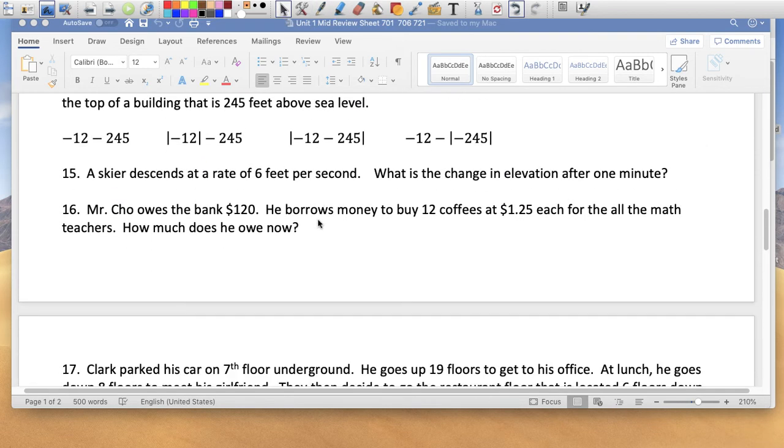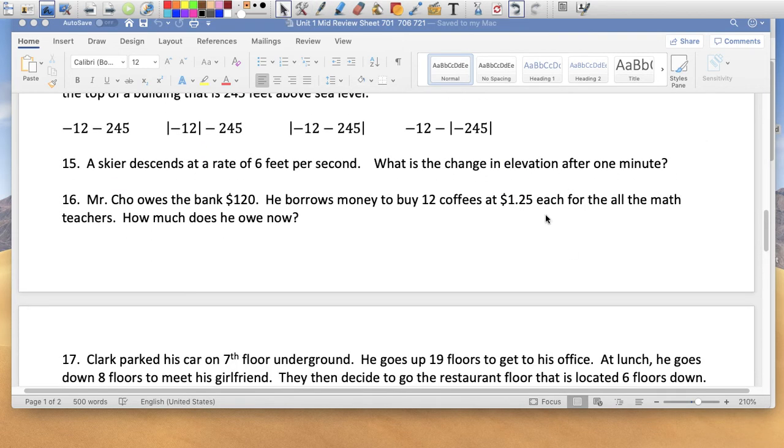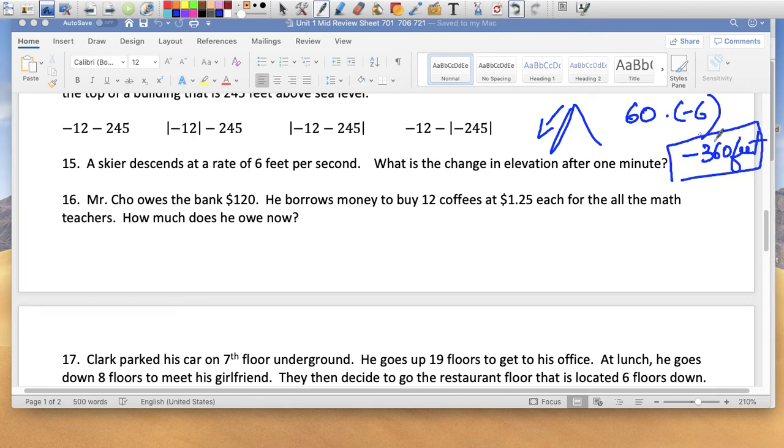A skier descends at a rate of 6 feet per second. What is the change in elevation after 1 minute? Well, 6 feet per second, there's 60 seconds. So in 60 seconds, it's going to travel, right? It's going down, so it's negative 6 feet per second. The elevation is going to be lower and lower, right? You're up in the mountain, so you're going to be descending. And after 1 minute, the change is negative 360 feet. So wherever he was, subtract this, and that gives you his new location.